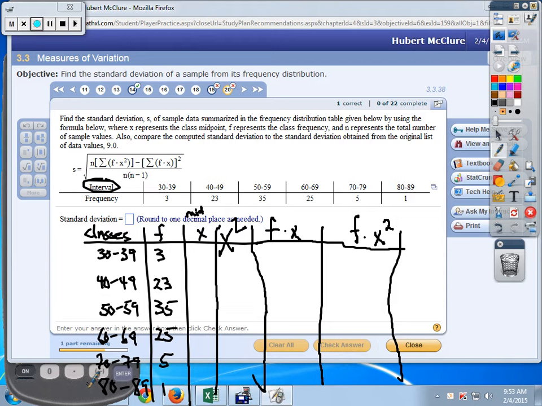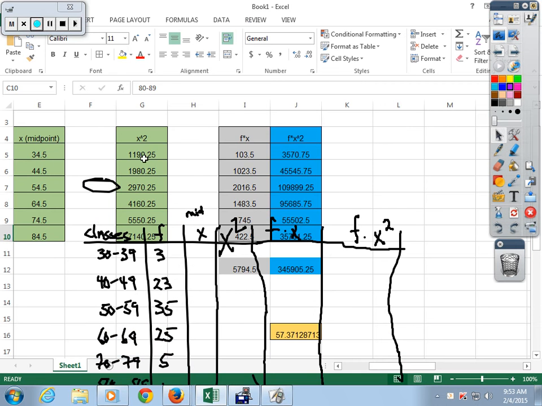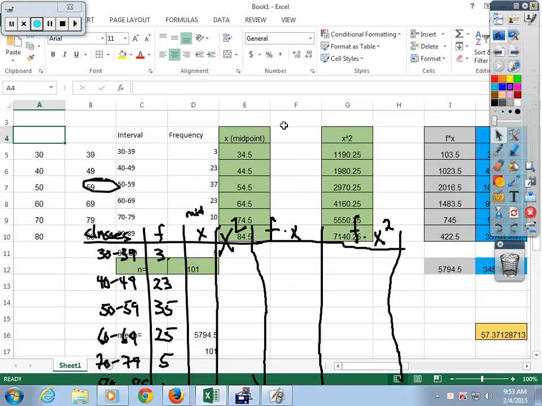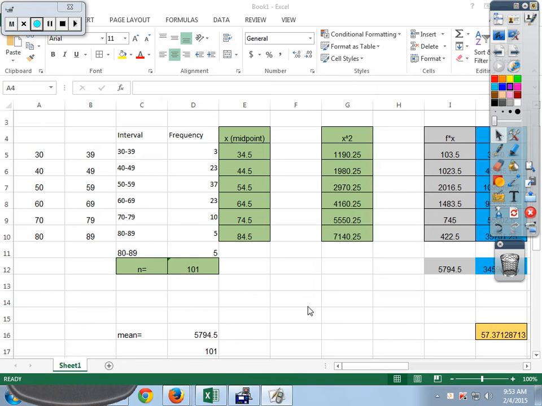Yep. All right. So here we go. Take it over to our handy dandy Excel spreadsheet. And I may already have done this one. I don't know. Check the numbers and see if I've already done this one. 80 to 89 is 1.